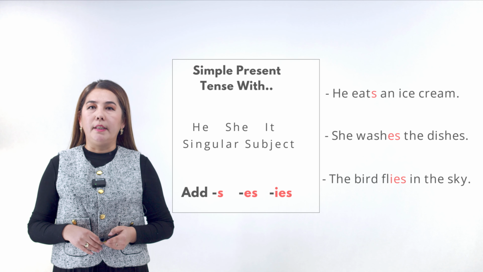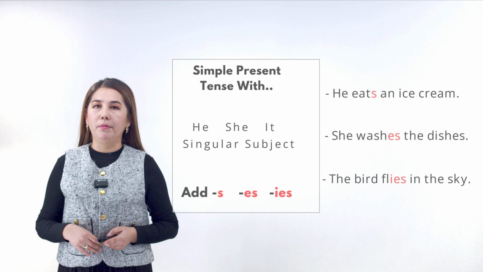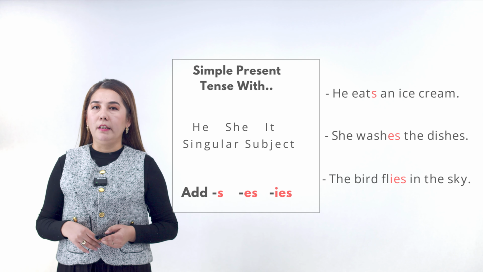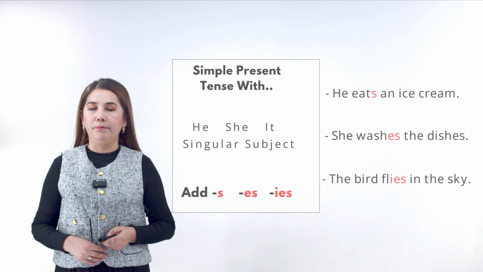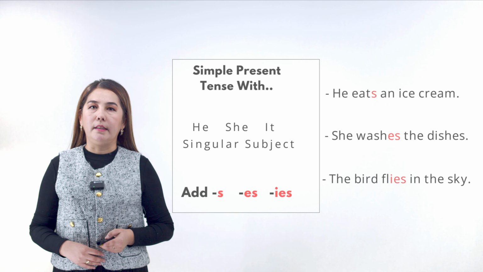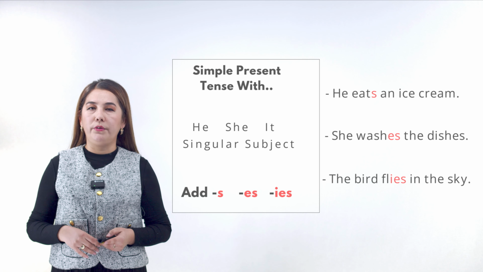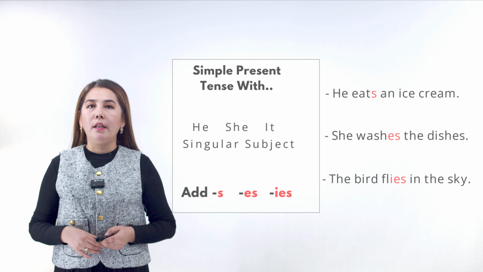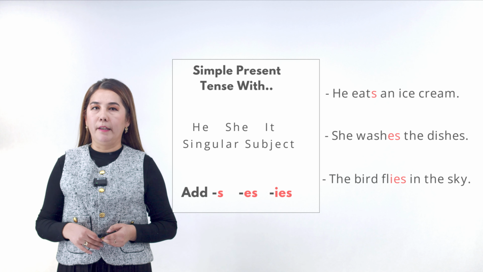Then there are subjects in all our sentences. For example, I, he, she, it, and we, you, they. I, he, she, it are singular subjects, and we, you, they are plural subjects. In this case, the sentence would take this form. For example, he eats an ice cream. She washes the dishes. The bird flies in the sky.